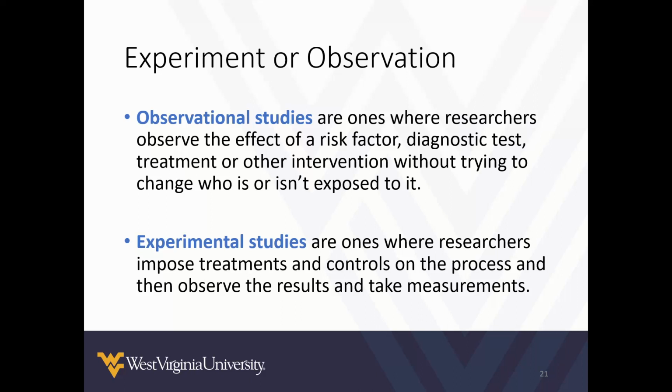Observational studies are ones where researchers observe the effect of a risk factor, diagnostic test, treatment, or other intervention without trying to change who is or isn't exposed to it. Experimental studies are ones where researchers impose treatments and controls on the process and then observe the results and take measurements.